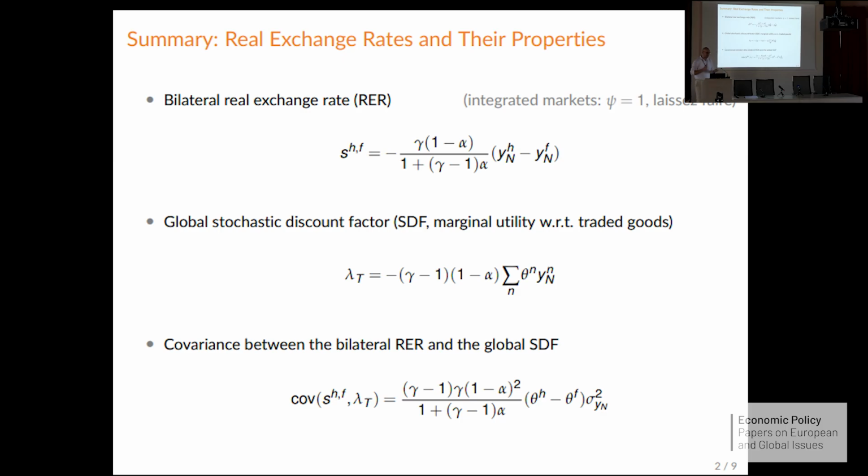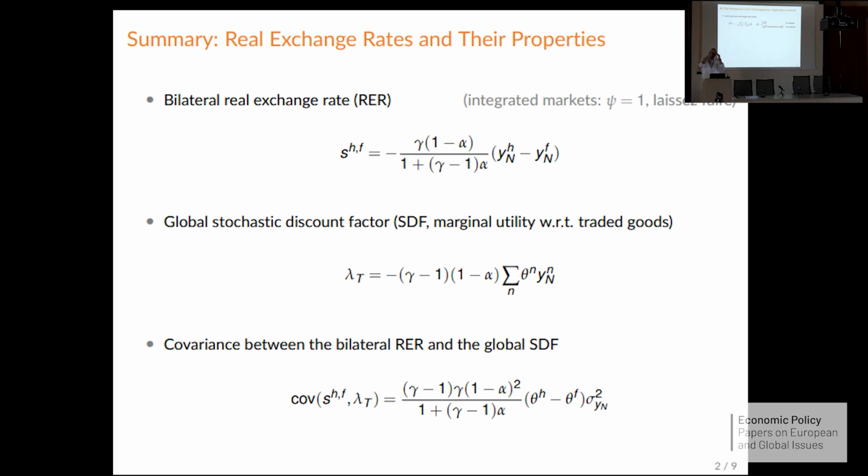And that implies that the covariance between the bilateral real exchange rate and the global SDF depends on the relative country size, home versus foreign. When a home country is bigger than a foreign country, the bilateral exchange rate appreciates in bad times. The currency of the larger country appreciates versus the smaller country in bad times on average, and vice versa, precisely because its shocks appreciate the home country exchange rate and are more reflected in the global SDF than the ones of the small economy.